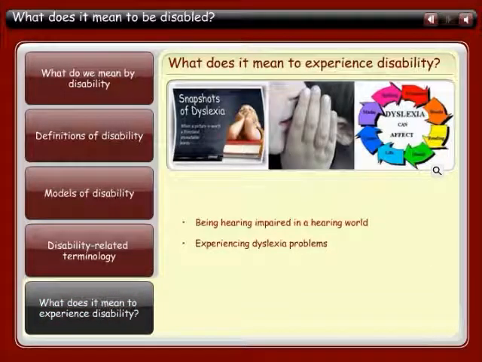To experience disability implies being someone who is hearing impaired in a hearing world, or even being one who experiences dyslexia problems. You may wish to view a short case study describing the experiences of a hearing-impaired person in higher education in the attachment above at the top right of the screen.